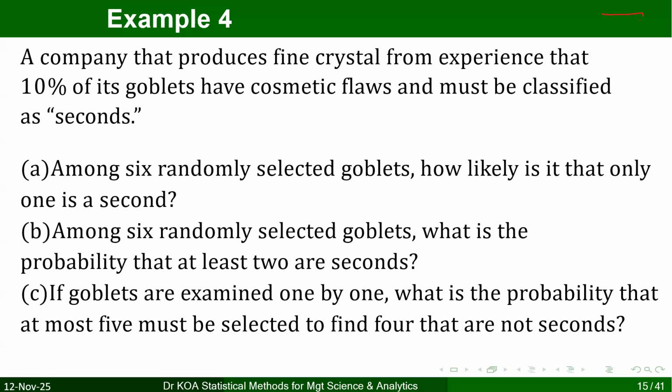Among 6 randomly selected goblets, what is the probability that at least 2 are seconds? And if goblets are examined one by one, what is the probability that at most 5 must be selected to find 4 that are not seconds?